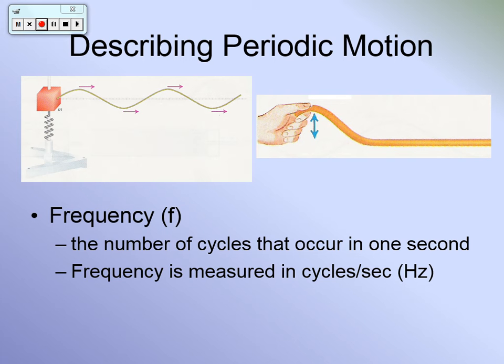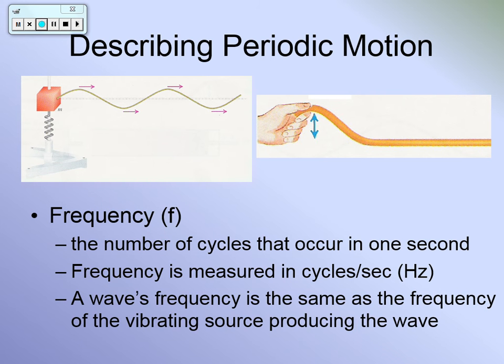The frequency relates to the disturbance, or in this case, the pendulum. But the disturbance is causing the waves. So, a wave's frequency is the same as the frequency of the vibrating source that produces that wave. A wave's frequency matches the frequency of the vibrating source that produces that wave. That also means the wave's period matches the period of the vibrating source that is producing that wave.